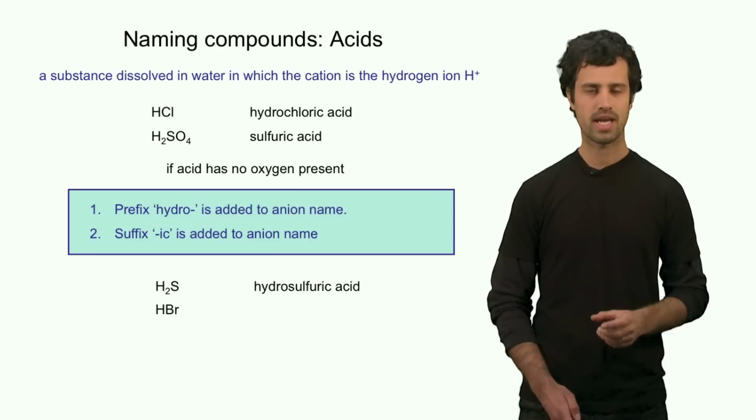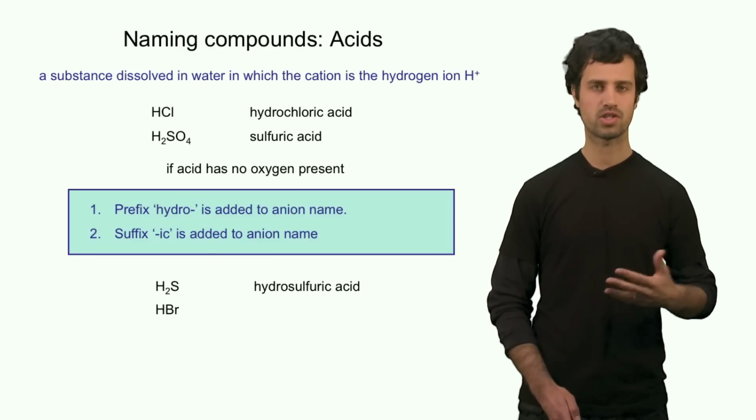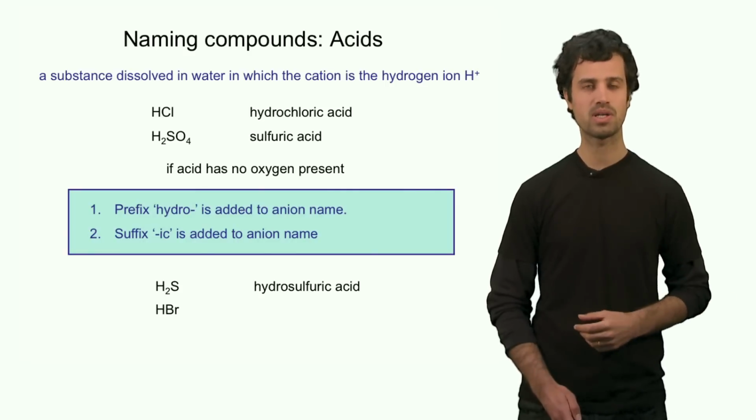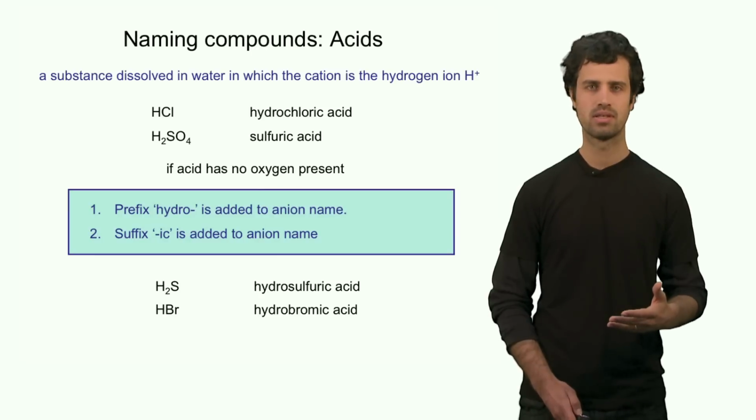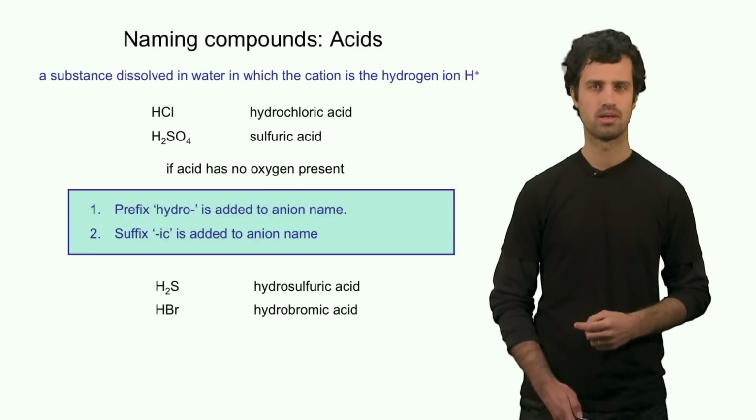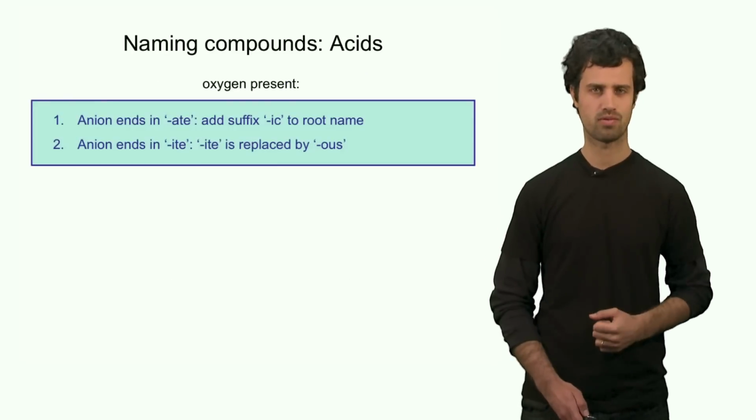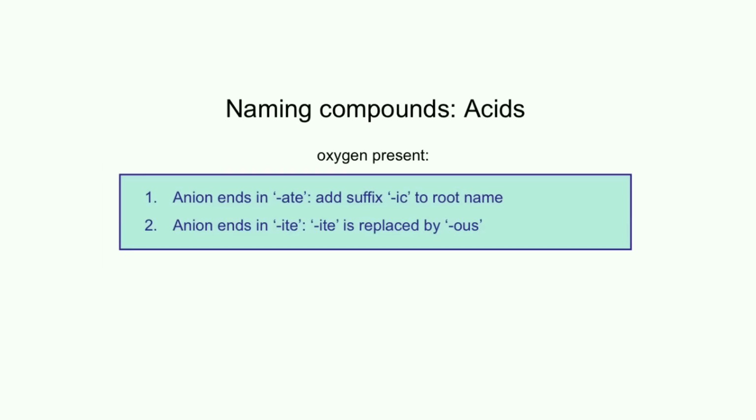The next acid contains bromine anions. So we add the prefix hydro and the suffix ic. This becomes hydrobromic acid. Now what if the acid does contain an oxygen? In that case, we use the following set of rules. If the name of the anion ends in ate, then we add the suffix ic. If the name of the anion ends in ite, we substitute ite with us, O-U-S.